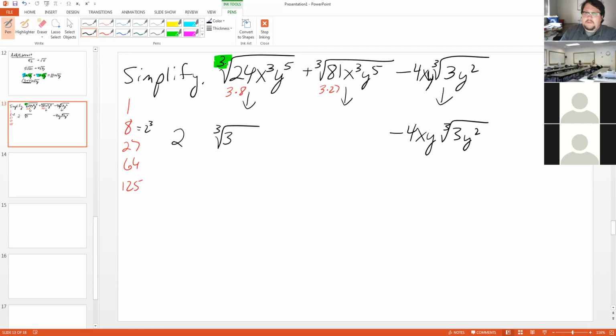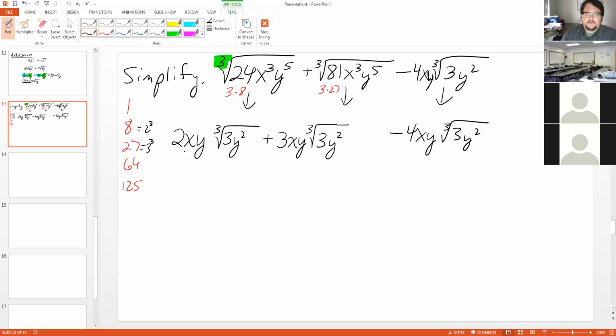And then, again, with the letters, you just divide. So 3 goes into 3 once, so I get 1x. 3 goes into 5 once, so I get 1y with 2 left over. And then 3 times 27, again, the cube root of 3 is just 3. The cube root of 27 is 3, right? This is 3 cubed. Again, 3 goes into 3 once, so I get 1x. 3 goes into 5 once, so I get 1y with 2 left over.